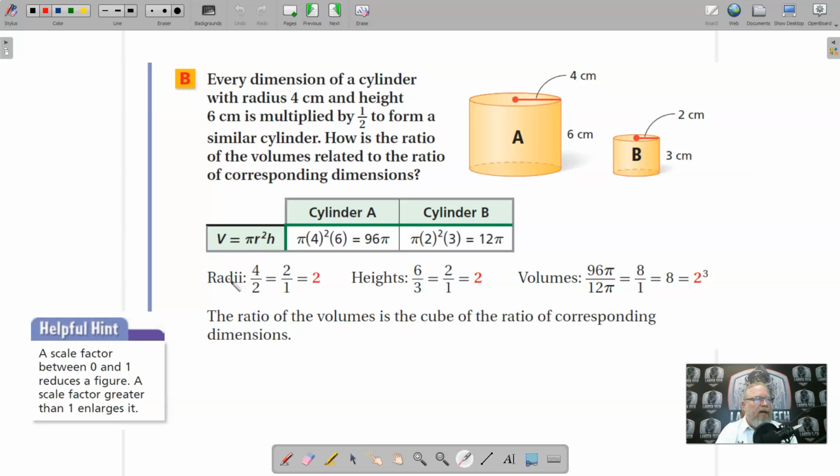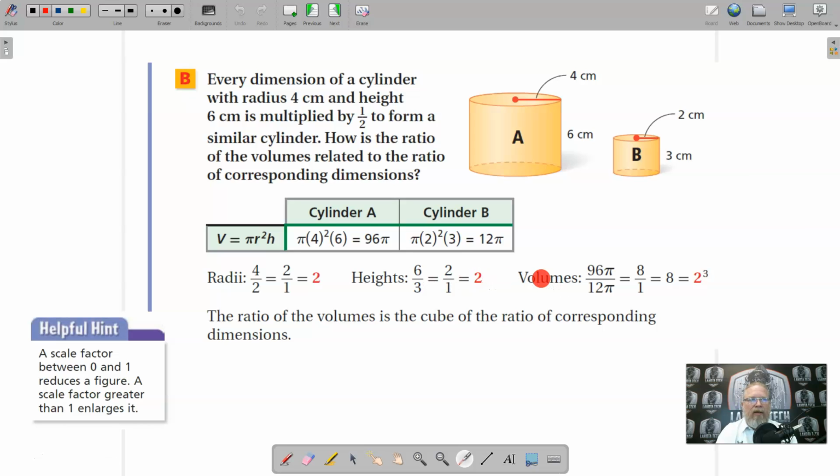So let's go ahead and look at the radii. 4 over 2, right? 4 is to 2, and this simplifies down to 2 is to 1, and we get 2. What about the heights? 6 is to 3. Well, we can simplify that down to 2 over 1, and 2 over 1 is 2. So we end up with 2 again.